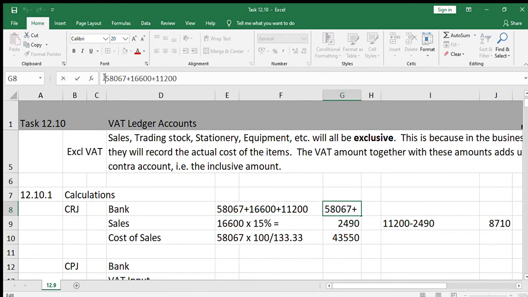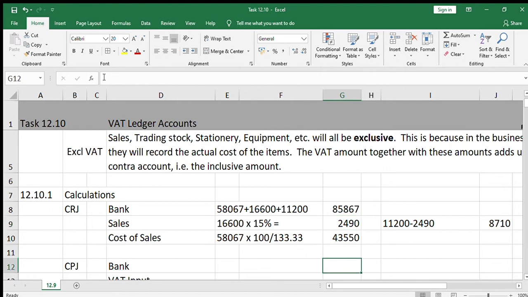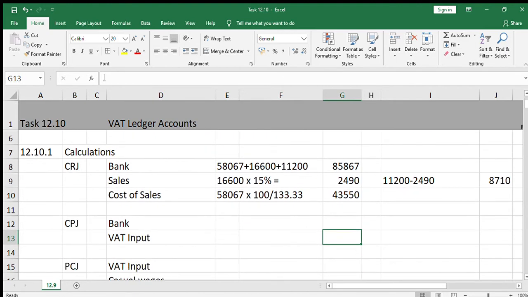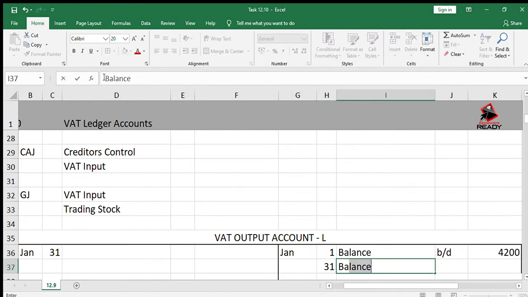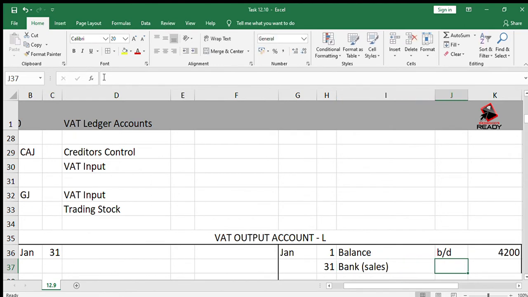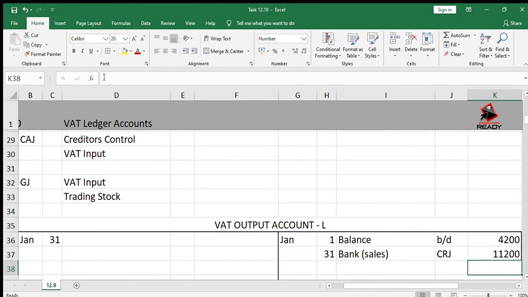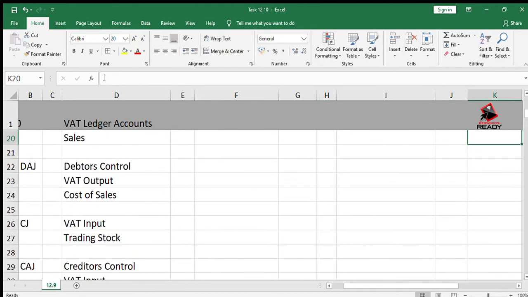Now actually I'm just showing you all of the calculation, but the only one we are interested in is the VAT output, because the VAT output amount will go to the ledger accounts that we're doing. We're not really interested in bank, sales and cost of sales, but this is just an extension exercise to show you how these calculations would have been done. So, VAT output from the CRJ. We're going to go to the VAT output ledger account. On the 31st, our details will be bank. If you want, in brackets, you can put sales. The folio is CRJ. And we just need the amount of the VAT output, which is 11,200. So that's much less work than what we had to do out there.